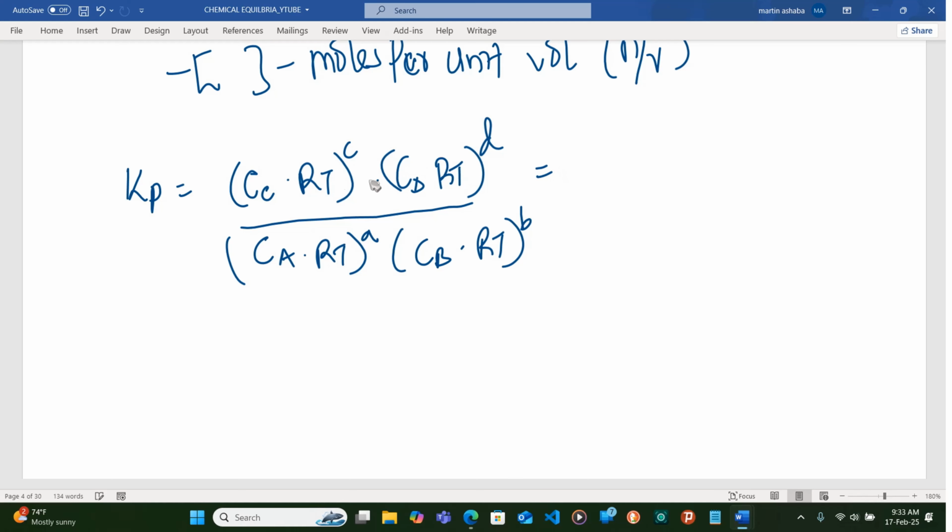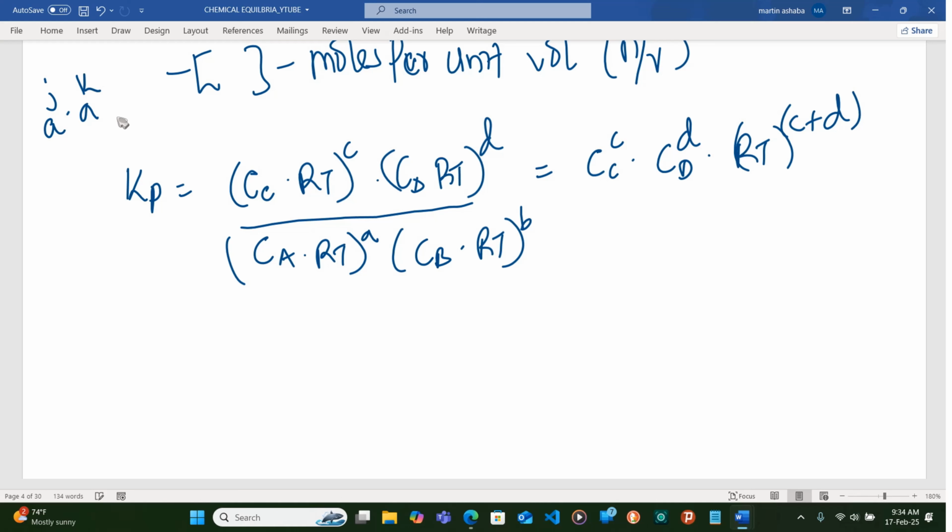And this is going to be the concentration of C to the power c, times the concentration of D to the power d, times RT. Since this RT and that RT are the same, we shall raise them to the power of c plus d. Obviously, I'm applying the laws of indices, where I have the same bases, maybe a^j times a^k. This is the same as a^(j+k). So this is what I'm applying here: RT to the power c plus d.